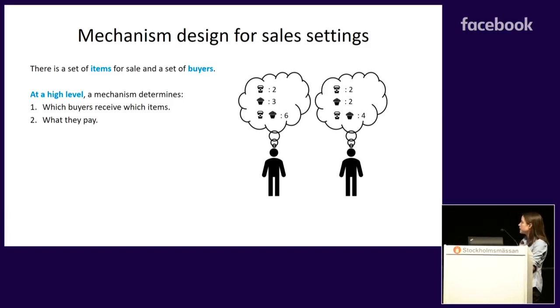So for example, maybe there's a coffee and a muffin for sale, and there are two buyers. This buyer values the coffee at $2, the muffin at $3, and the pair at $6. And we want to figure out what prices we should set, who should get the items, and what they should pay.